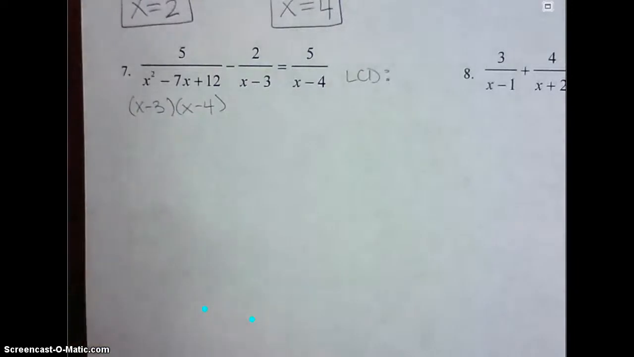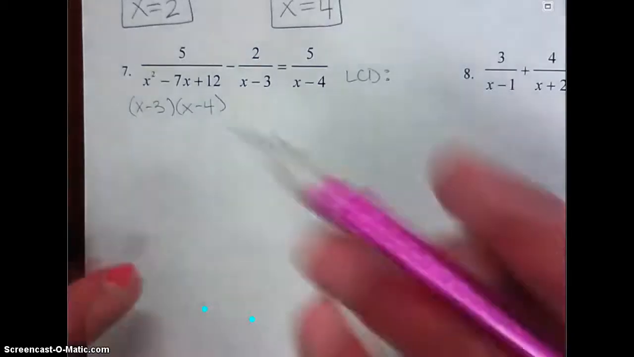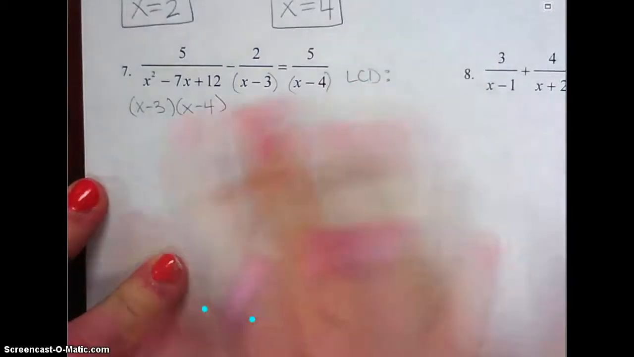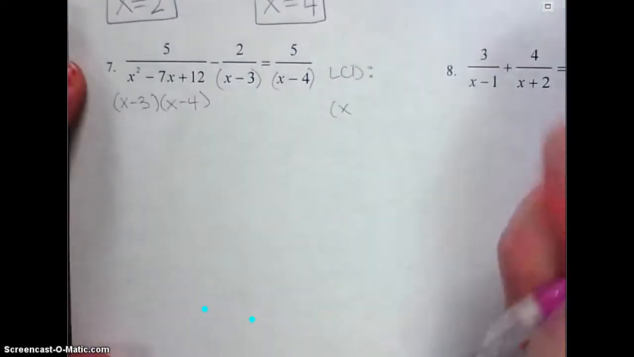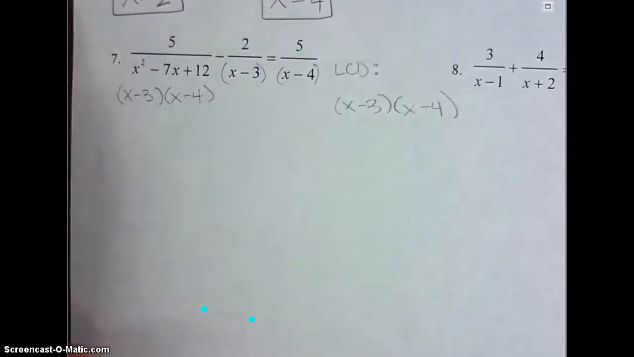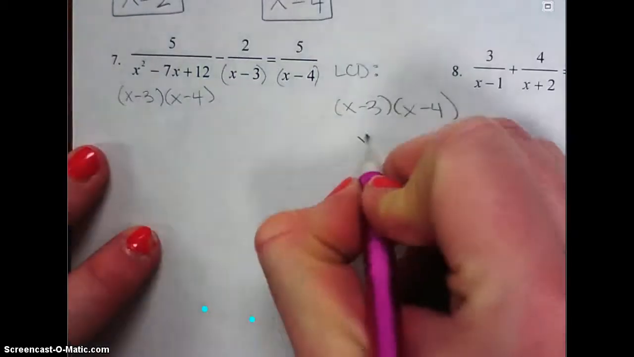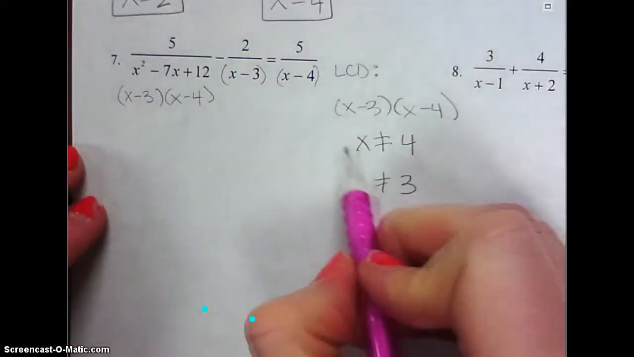Okay, so on number 7, the first thing you want to do is make sure that you factor the quadratic. Okay, so I factored this X minus 3 and X minus 4. This one is already factored, the X minus 3, and so is this one. So what is the LCD on number 7? Right, it's both of the binomials. The LCD is X minus 3 and X minus 4. Okay, do you see how the two binomials are the LCD? Okay. What can X not equal here? 4 and 3. Okay, that way we're done with that part.